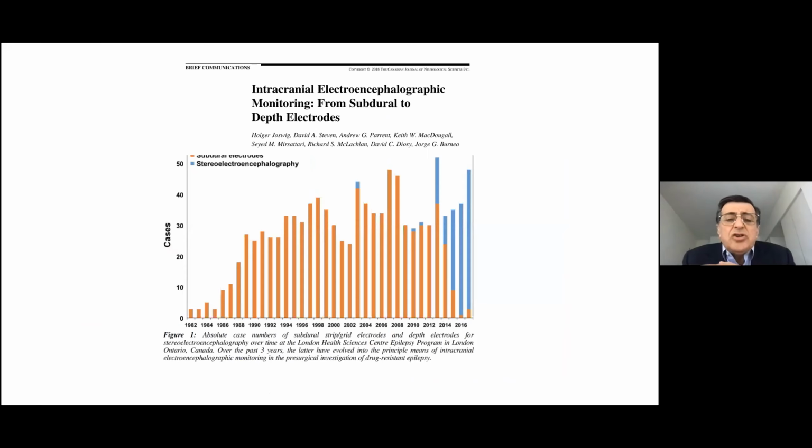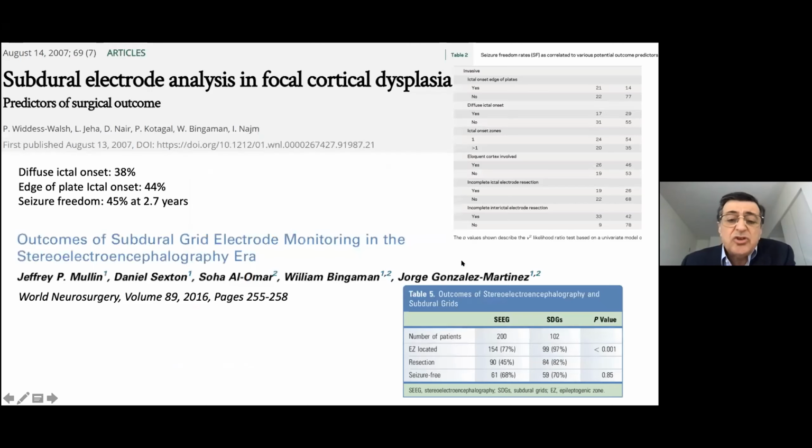There has been a dramatic shift in the use of subdural electrodes almost everywhere in the world. In particular, this is from London, Ontario, a center where almost exclusively subdural electrodes were being used. And progressively, in London, they have abandoned subdural electrodes for the use of SEEG. And this is a paper, in fact 2 papers from the Cleveland Clinic, that compare 2 epochs, much like I did initially.